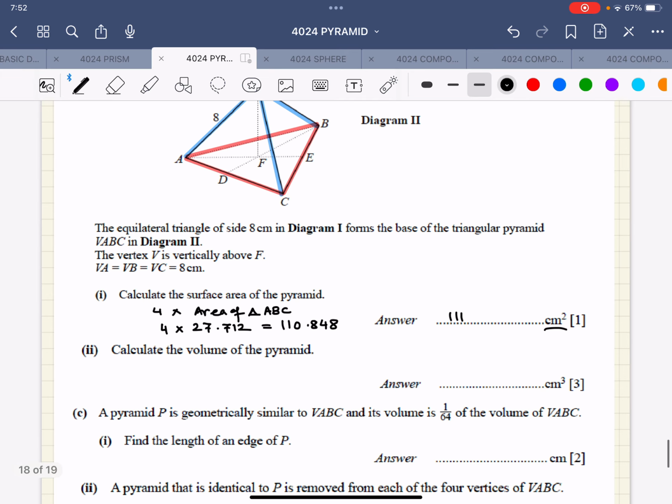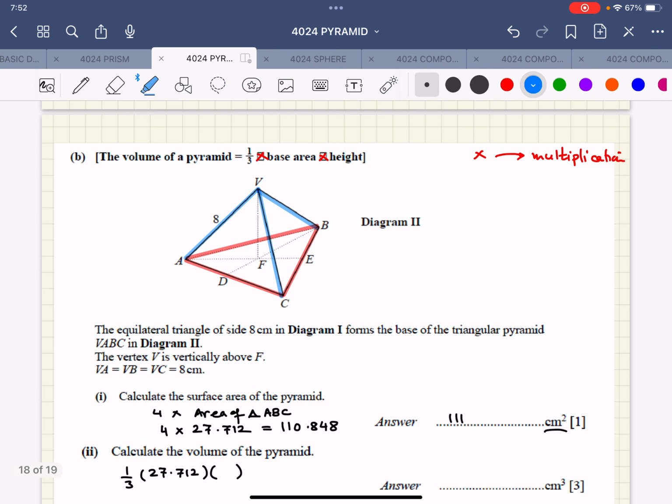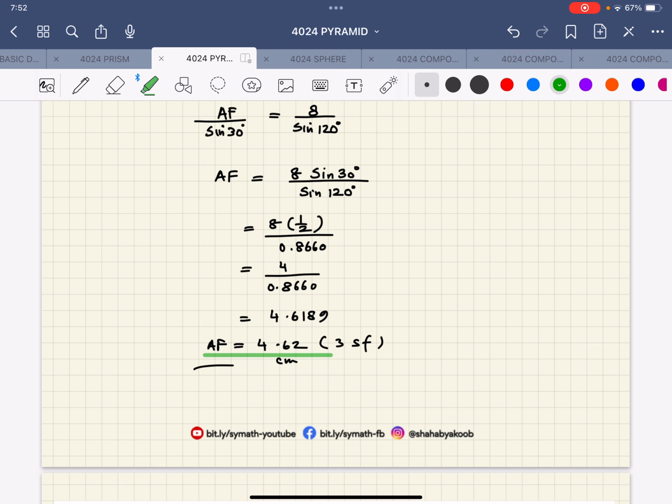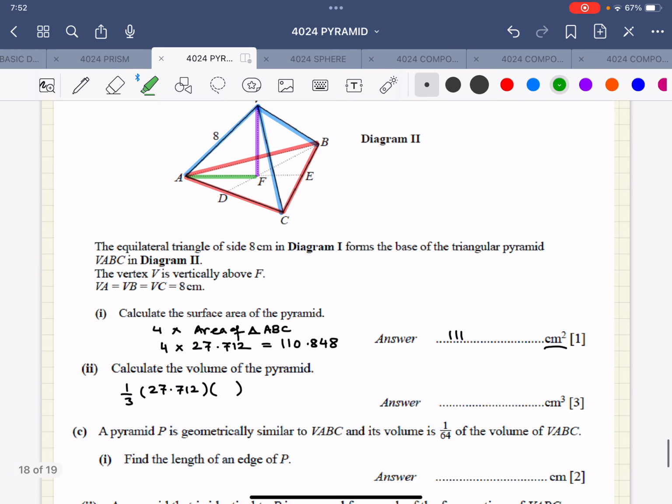Calculate the volume of the pyramid. Volume of the pyramid is 1/3 base area, which is 27.712, into height. Now, what is the height that I'm looking for? Let me highlight this. Now, first of all, let me draw it like this. And then I have AF over here. So AF was calculated. There it is, 4.62 or 4.6189.